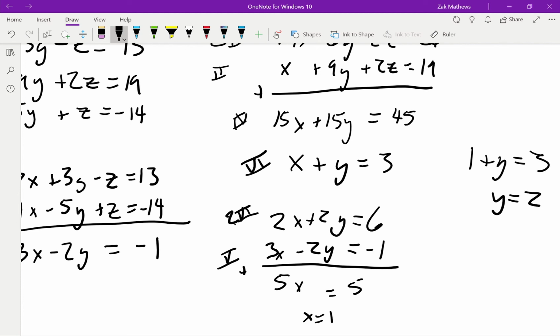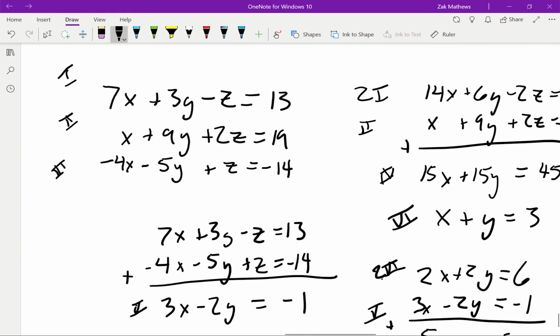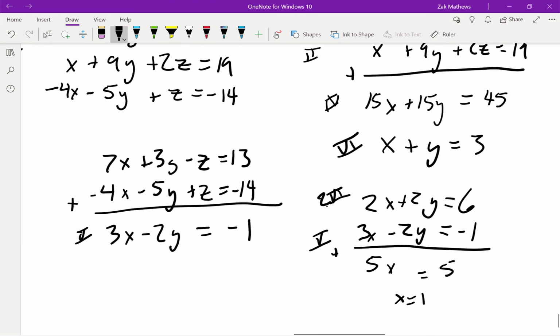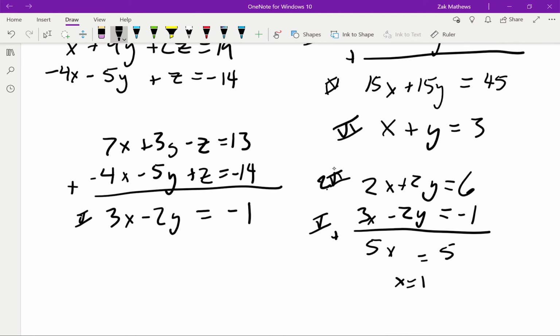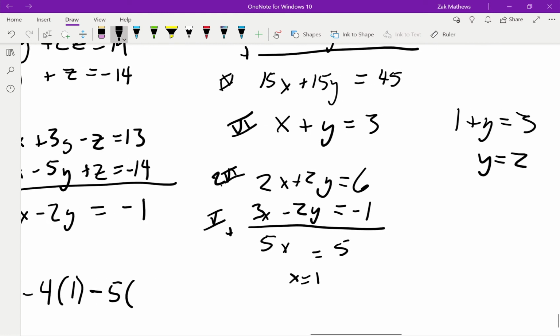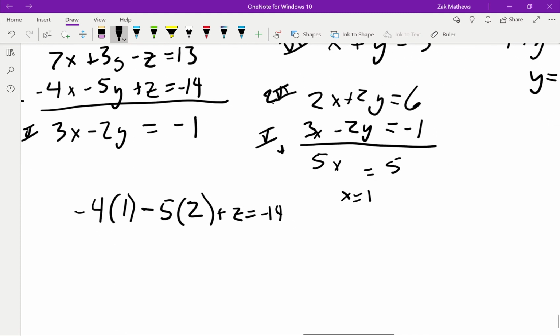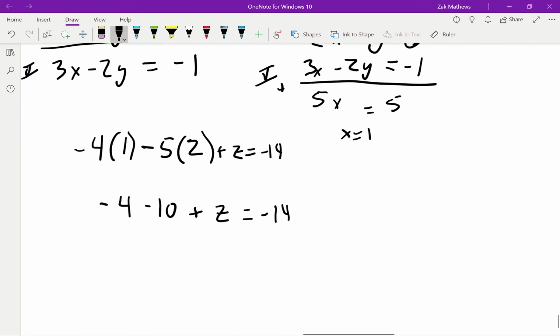And now I have to go back to one of the 3 initial equations, and I'm trying to solve for z. I think that third equation is going to be the easiest because it has just the z in it, not a 2z or a negative z. So I have negative 4 times 1 minus 5 times the 2 plus z equals a negative 14. Negative 4 minus 10 plus z is equal to negative 14. When I add that over, I get z to be equal to 0.